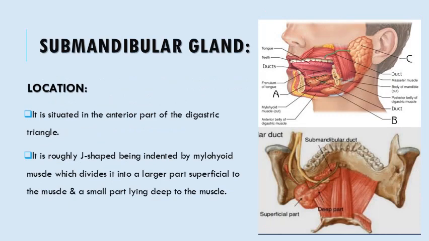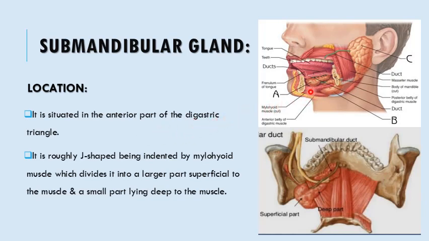There are three salivary glands which are parotid, submandibular and sublingual gland. Parotid gland is already discussed with you. Today we will study the submandibular and sublingual glands. So first of all we will discuss the location of the submandibular gland, that where it is present. It is situated in the anterior part of the digastric triangle.